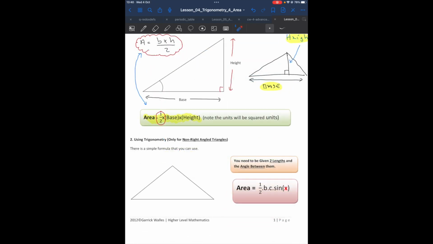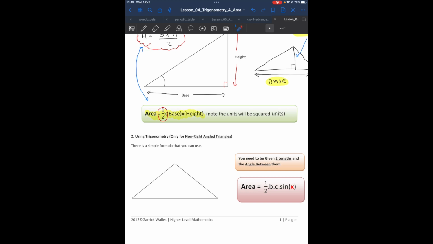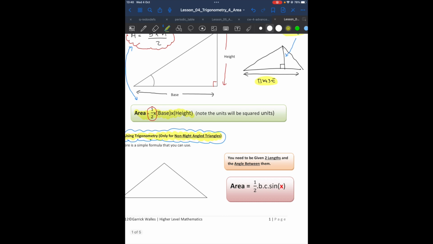Now, there is an alternative way of working out the area of your triangle using trigonometry, and you can use this for any triangle that you come across. Now, the trigonometric way of working out the area of a triangle, you need to be given two specific pieces of information. You need to be given two lengths in the triangle, and you need to be given the angle between those two lengths. So this is what you're actually looking for in any question. This is the important bit. The fact that you're given two lengths and the angle between those two lengths.